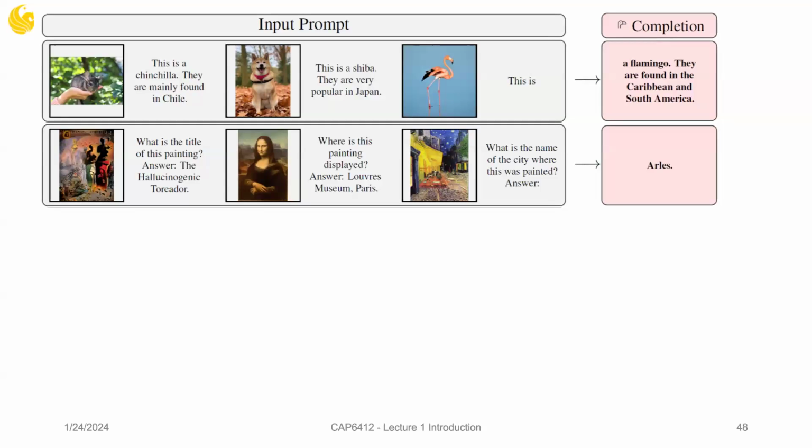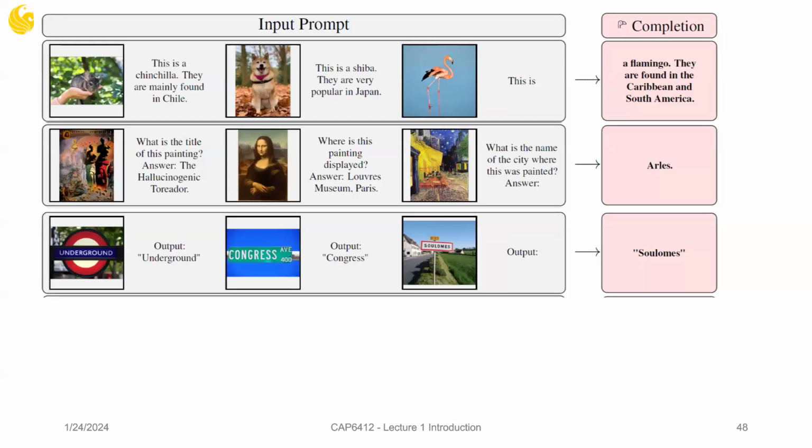What is the title of this painting? Where is this painting displayed? What is the name of the city where this painting was painted? That's in France. Or this, I don't know whether this painting is from Van Gogh or something. Okay, so these kinds of examples you can do.